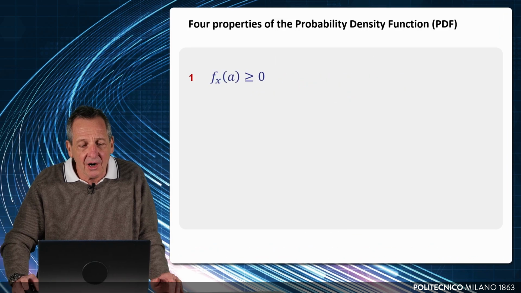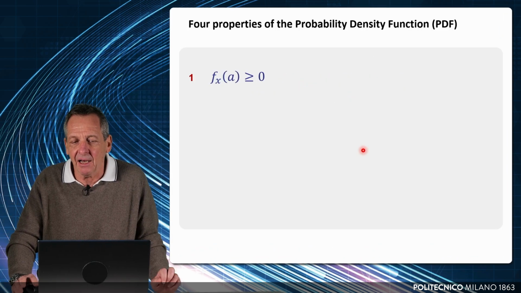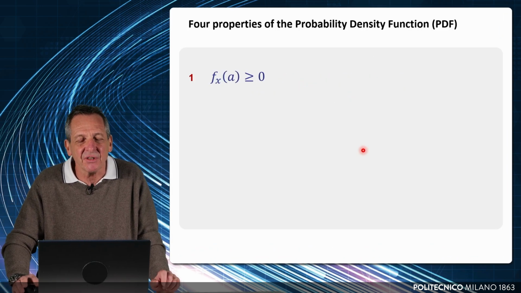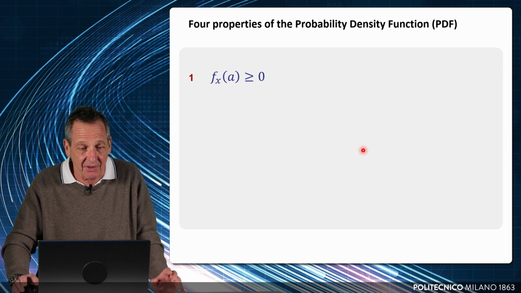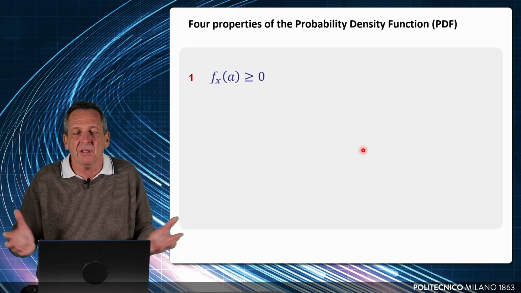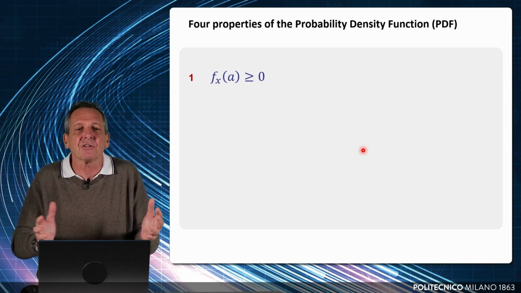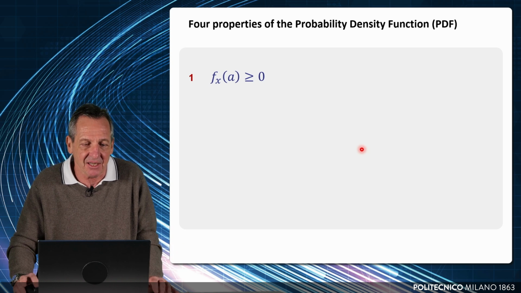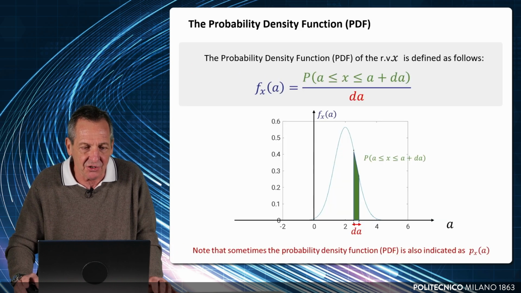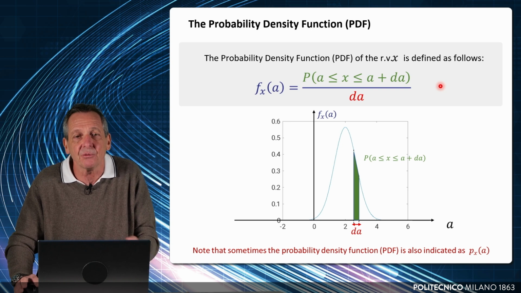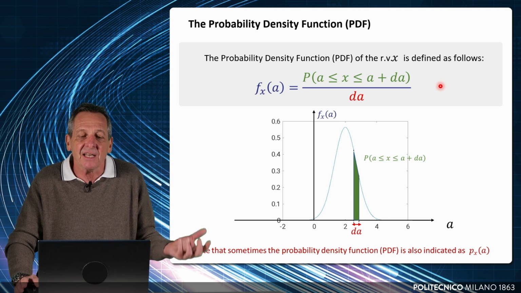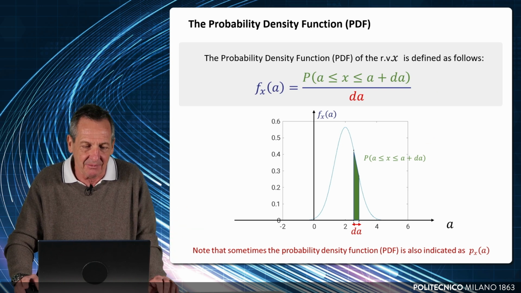There are four main features of this probability density function. The first one is obvious. The probability density function cannot be negative. And as a matter of fact, we come back to the definition. This probability density function is a probability, and as we have seen already, this probability cannot be negative.